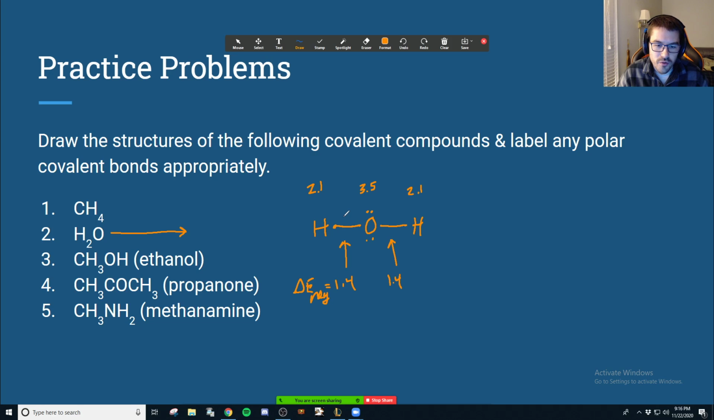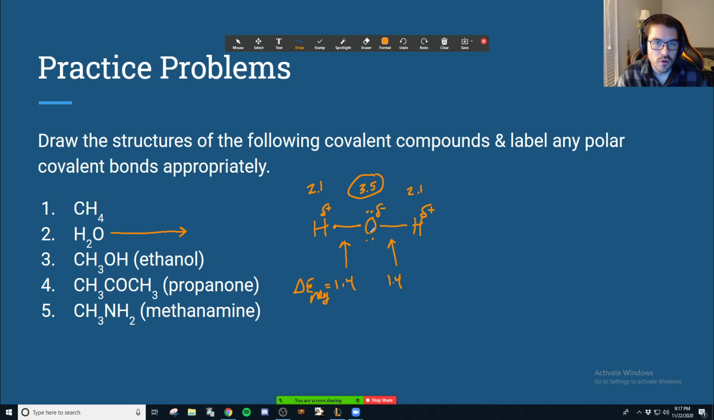That means that each bond, which represents 2 shared electrons, right? Those 2 electrons are not being equally shared between the 2 atoms. Instead, they're getting pulled closer towards oxygen because oxygen has the higher electronegativity. Electrons are negatively charged, so this ends up resulting in a partial negative charge on the oxygen atom and partial positive charges on the hydrogen atoms, okay?